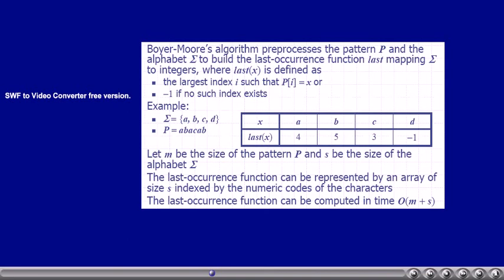Like this, the function, rather say an array last, which can be indexed by these symbols, can be calculated at the cost of order of m plus s, where m is the length of the string P and s is the number of alphabets. This function is used in the Boyer-Moore algorithm.